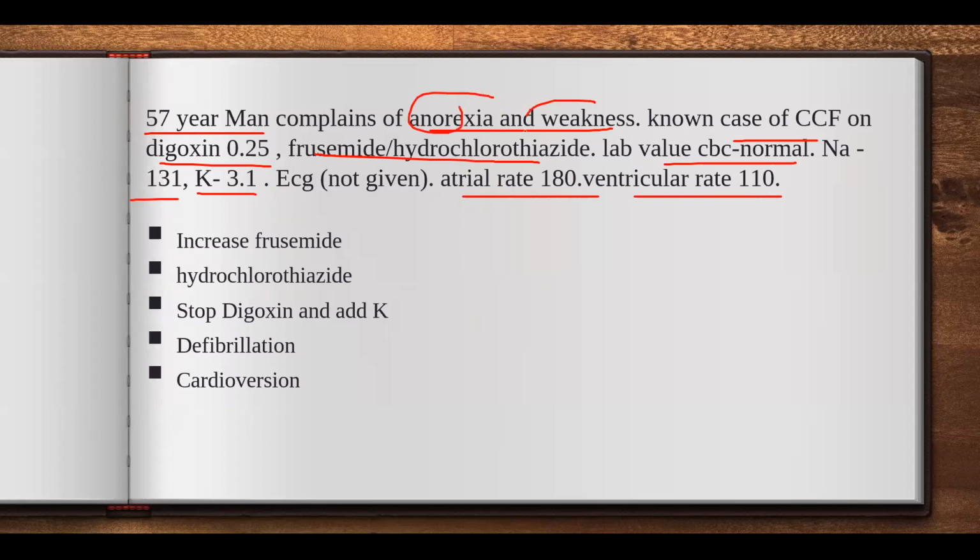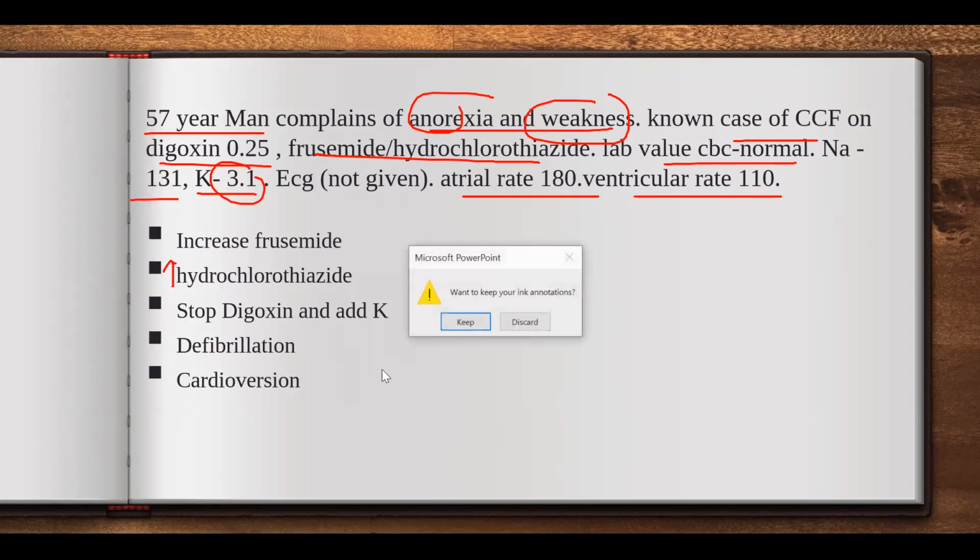So we have anorexia and weakness in a patient who is a known case of CCF on digoxin and also other medication. Sodium and potassium are a little low, as you can see here, because it could be furosemide and hydrochlorothiazide causing it. Atrial rate 180, ventricular rate 110. Obviously tachycardia in this case also. So what do you want to do? You want to increase furosemide hydrochlorothiazide. So increase hydrochlorothiazide should be the option. Stop digoxin and add potassium. Defibrillator or cardioverter.